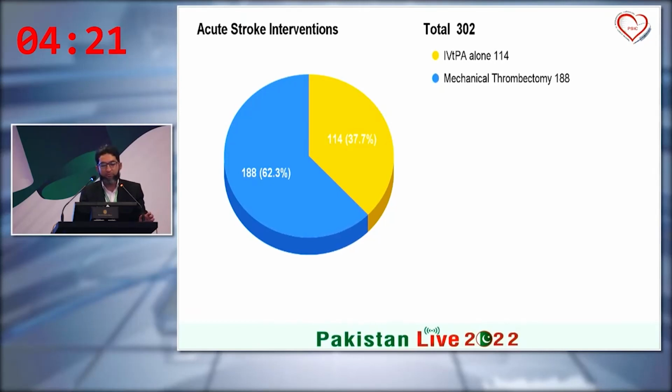Up till now, we have done more than 302 cases. Last night, one case was added to that. Acute stroke interventions were done in 302 cases. IV tPA alone was given in 114 patients, meaning these were small vessel occlusions and they were candidates for thrombolysis. And mechanical thrombectomy was done in 188 patients.